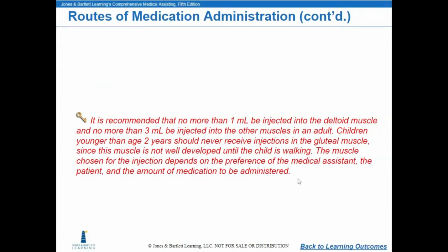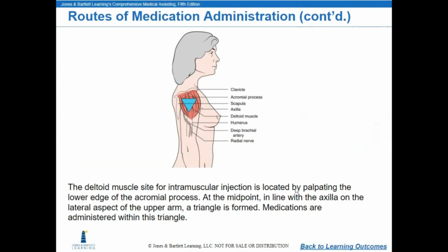The muscle chosen for the injection depends on the preference of the medical assistant, the patient, and the amount of medication to be administered. Even though we primarily give the intramuscular injection in the deltoid on an adult, I have had an adult who was so afraid that she asked to have it in her thigh, so her vastus lateralis muscle. So it is possible that an adult may request that because she was afraid of needles and did not want it in her arm. Now, this is the injection site for the deltoid muscle, and I believe I have posted a video on that for you guys as well, so you'll see that.